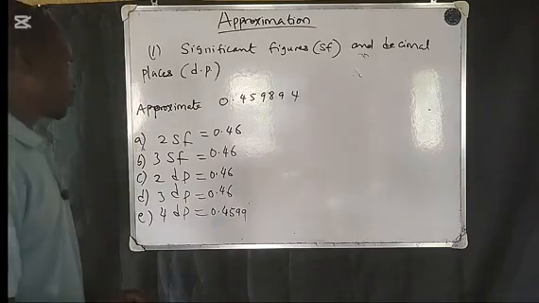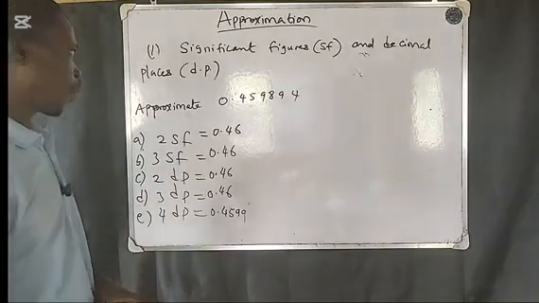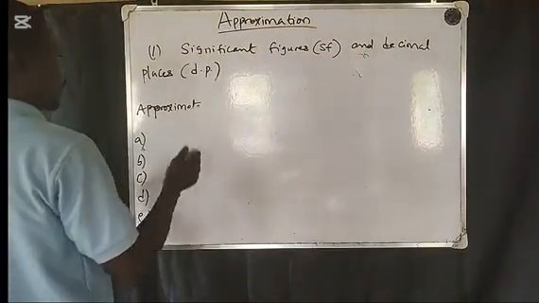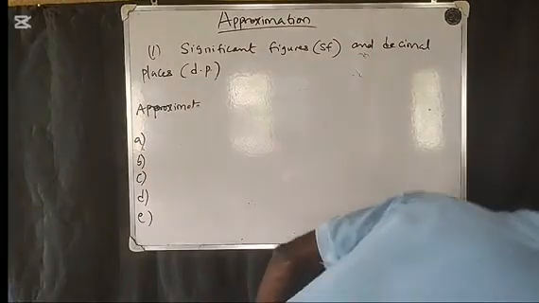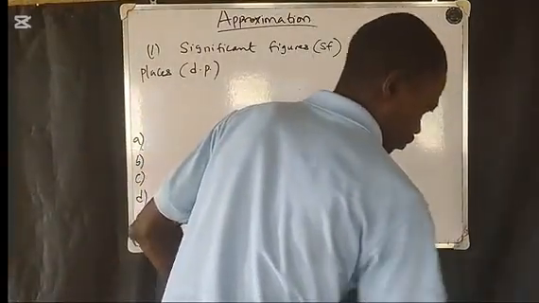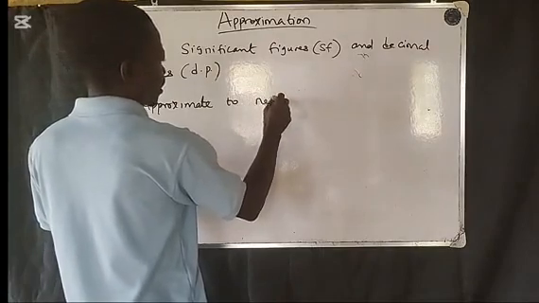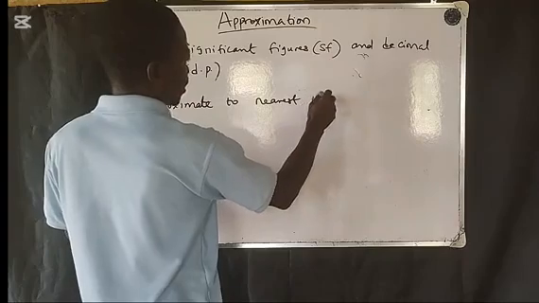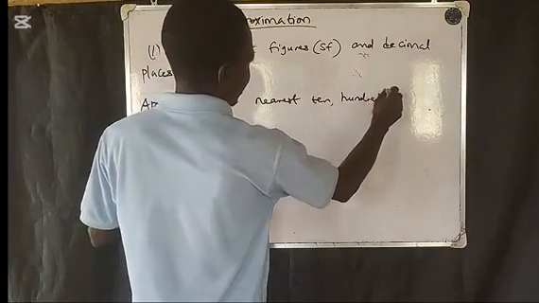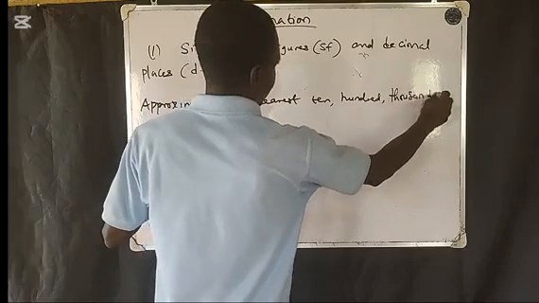So this is how to approximate a number that starts with 0, a number that is not up to 1. Sometimes you hear a different language. They can use a different language to tell you to approximate. We can approximate to nearest 10, nearest 100, nearest 1,000, etc.